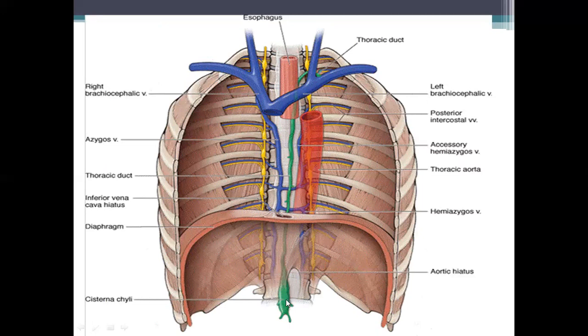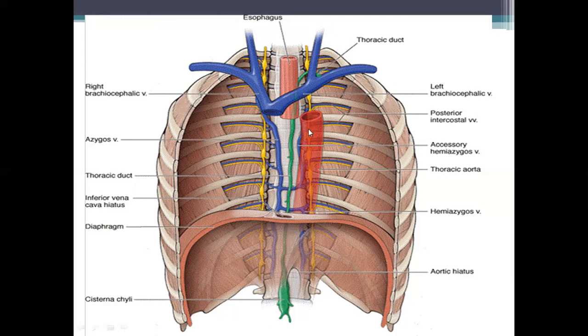Okay, so see here, the formation as we saw, it's from the upper end of the cisterna chyli at the level of T12 vertebra. It then ascends and enters the thorax. Correct? This is the abdomen, but this is the thorax.